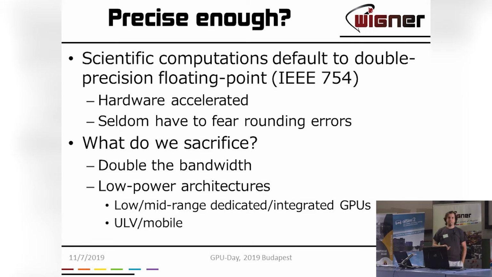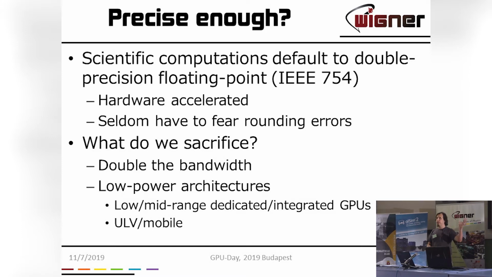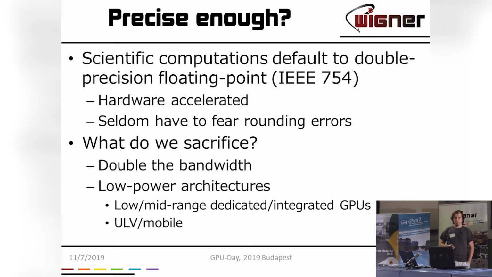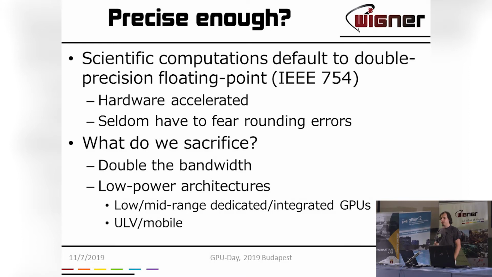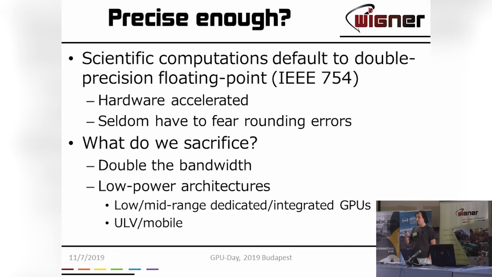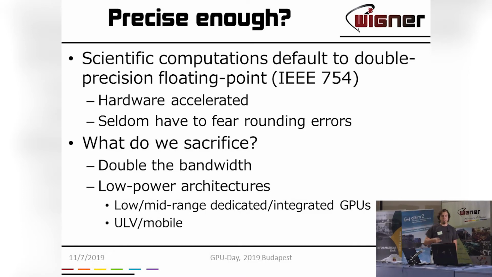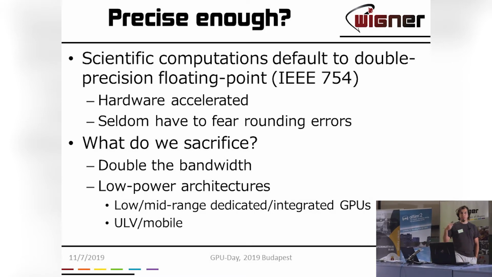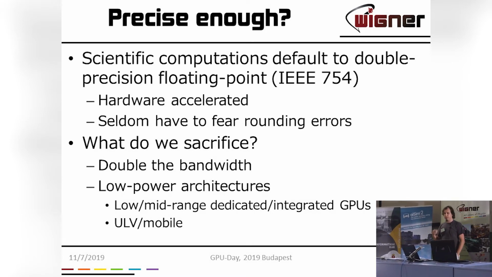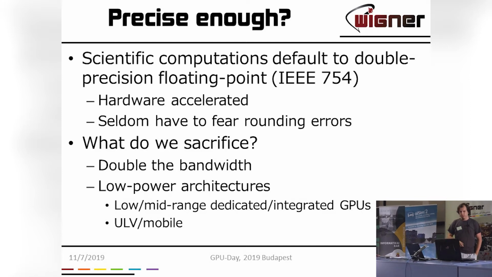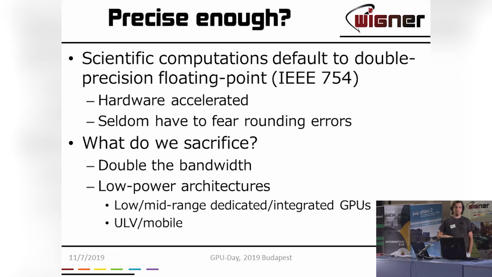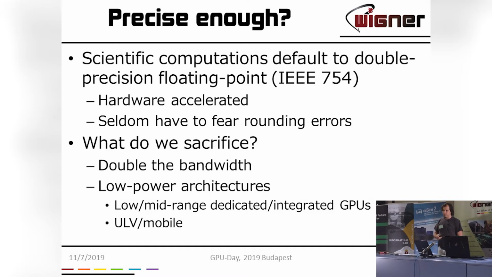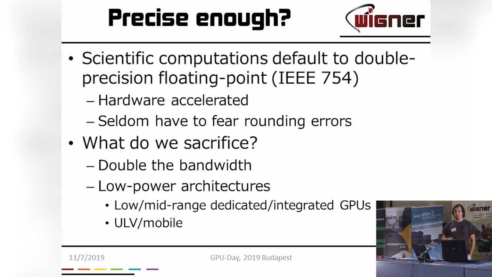But what do we sacrifice when we just blanket default to double precision? Well, we double the bandwidth that we're using, and we're also losing out on a lot of architectures which are not that double-precision friendly, especially GPUs, and especially the low-end, low-power GPUs and even the consumer graphics cards. And we ask the question: is it really necessary to do everything in double?